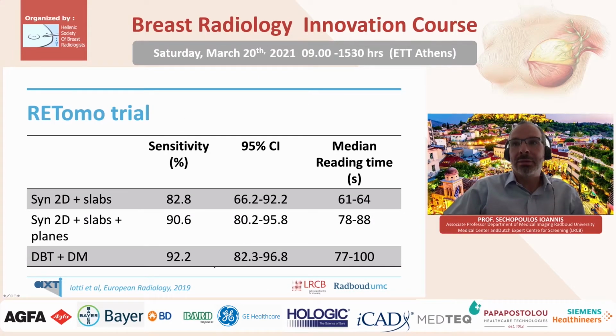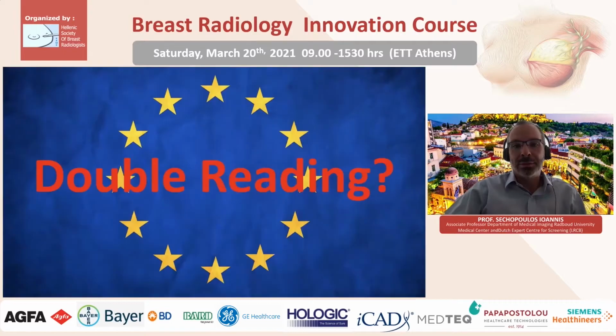And something that can give us a little bit of an idea that this might be dependent on the angular range of the tomosynthesis image is the results from the Retomo trial in Italy, in which they also looked only at slabs plus the synthetic 2D. And yes, there was a 20 to 30% reduction in reading time, but the sensitivity did suffer. So that was one study that showed that perhaps this might not be a working idea, at least in narrow angle tomosynthesis.